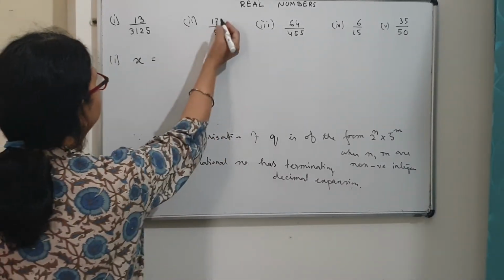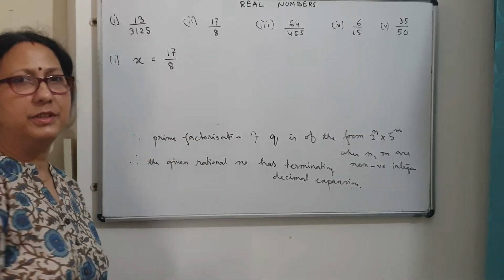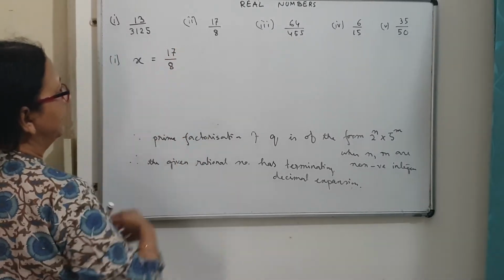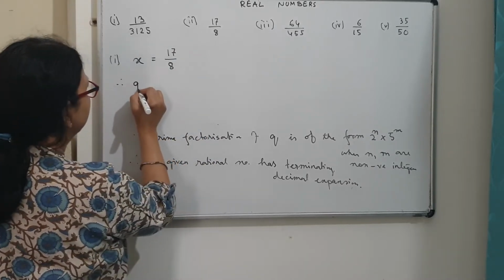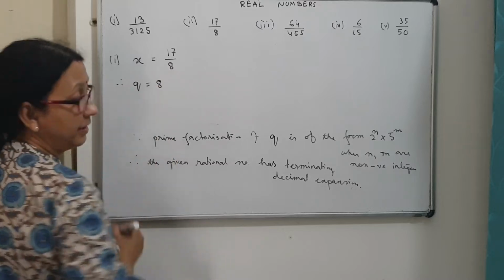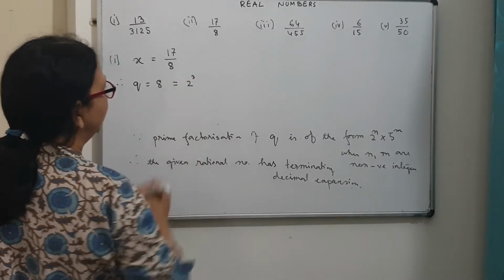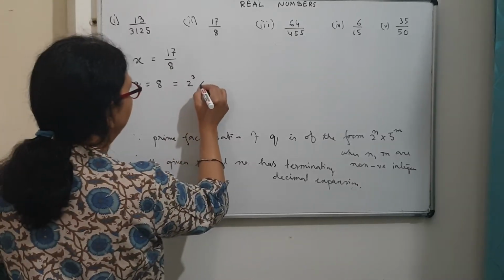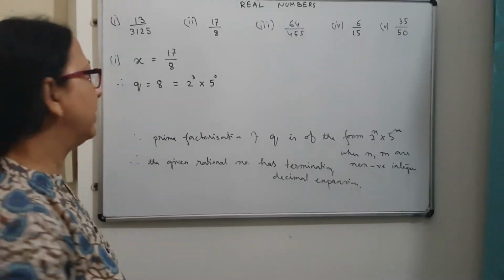Next one, I take this rational number, 17 upon 8. Again, you see, they are co-prime. So, the denominator can be taken as q, which is 8. And the prime factorization is 2 cube.